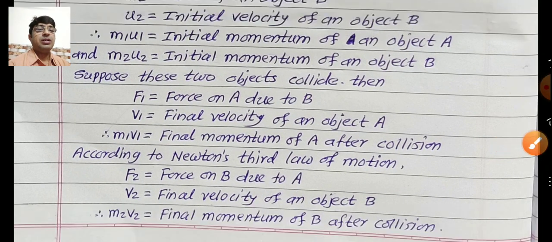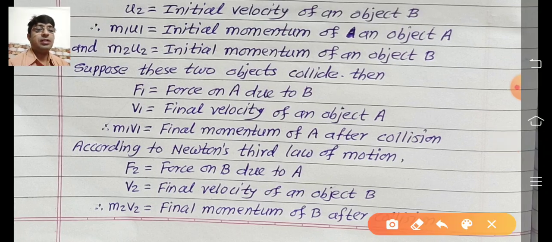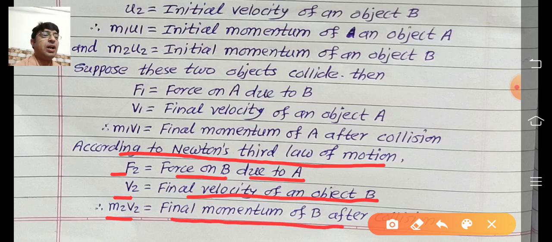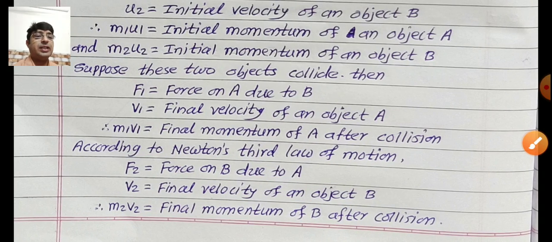According to Newton's third law of motion, F2 is, that is, action and reaction forces act simultaneously. So F2 is what? Force on B due to object A. Therefore, there is a change in velocity, that is, v2 means final velocity of object B. Therefore, m2 v2 means nothing but the final momentum of B after collision. m2 v2 means what? Final momentum of object B after collision.